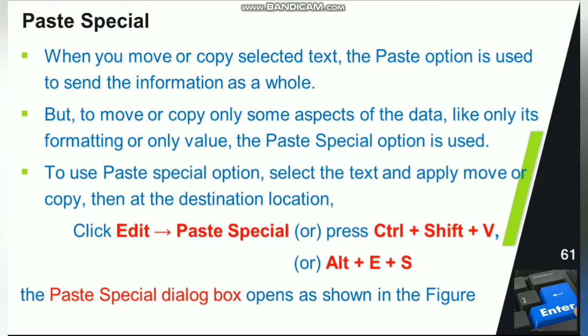Then this is the last concept which we are going to discuss, and that is paste special. What happens to a text when we paste it normally, and when we paste it with the option called paste special? This may be asked in a 3-mark question or even a 5-mark question. When you move or copy your selected text, the paste option is used to send the information as a whole, but to move or copy only some aspect of the data, like only its formatting or its value, the paste special option is used.